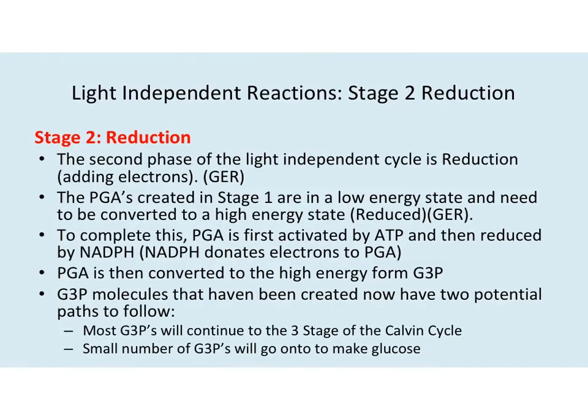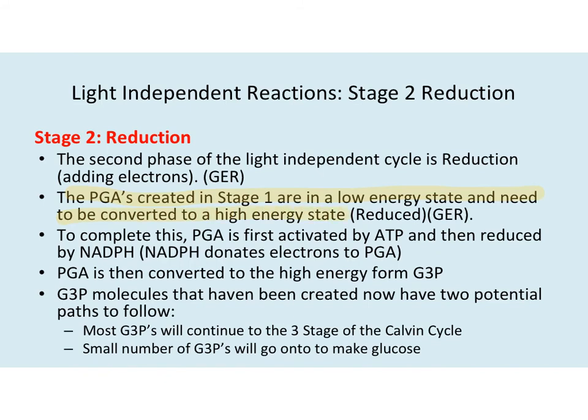The next step is reduction. The second phase of the light-independent cycle is the reduction, or adding electrons. The gain of electrons is a reduction, if you remember oxidation-reduction reactions. So the PGAs created in stage 1 are now in a low energy state and just need to be converted into a high energy state.